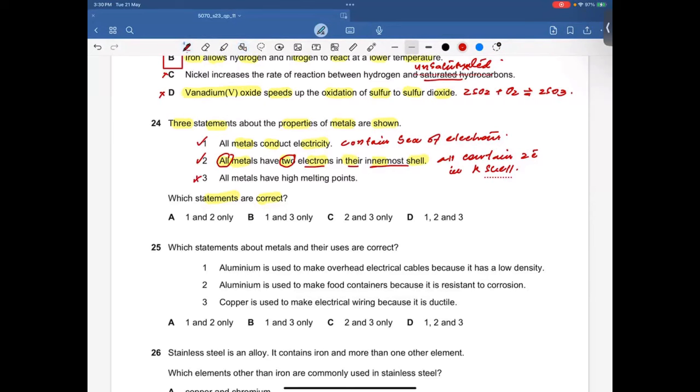It's not possible because transition metals have high melting points, whereas group 1 and group 2 elements have low melting points. So that's not true for all metals. Some metals have high, some metals have low, which means the third option is incorrect, and therefore 1 and 2. So A is going to be the right answer for question number 24.